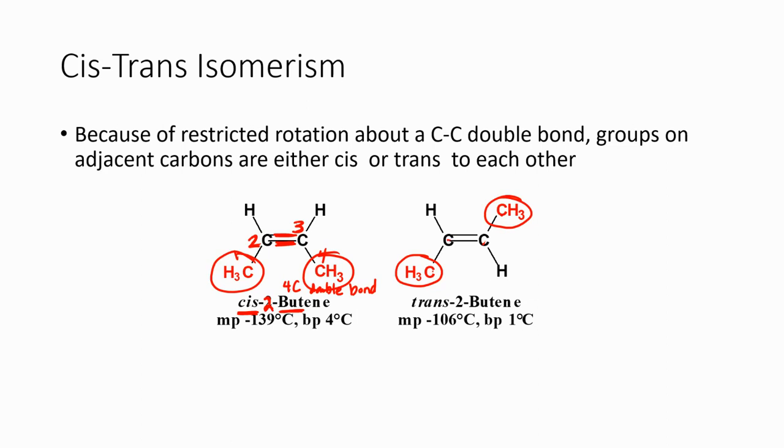And if we look at their properties, they have unique properties. The melting points are different. The boiling points are different. And what we find is that cis and trans isomers have different chemical and physical properties. And so they're unique molecules.